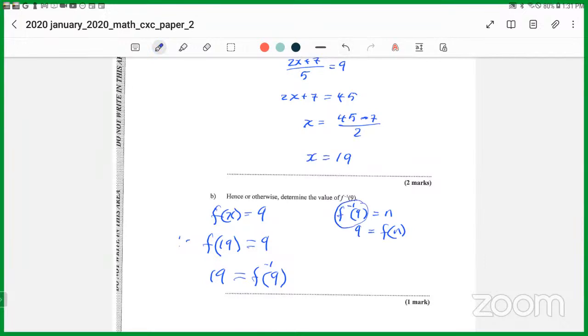So here, that's what we are saying. f to the minus 1 of 9 is n. Based on what we have here, n is this 19. The answer is 19. I think that is good.